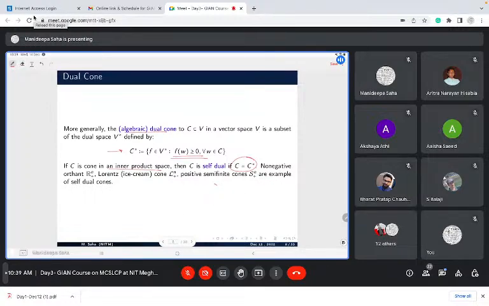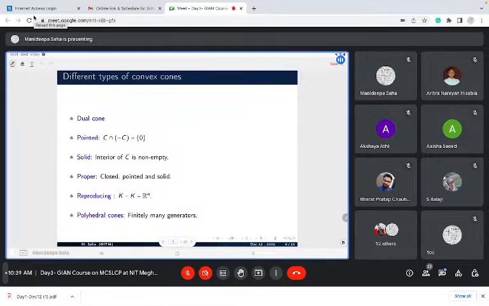Similarly, the Lorentz cone also, and the positive semi-definite cone also. These are some examples of self-dual cones. Now I'll go to some more types of cones.